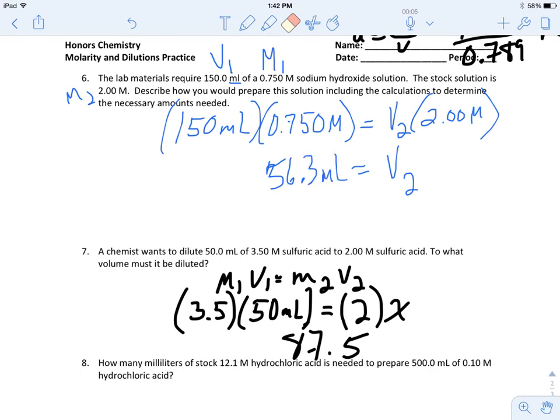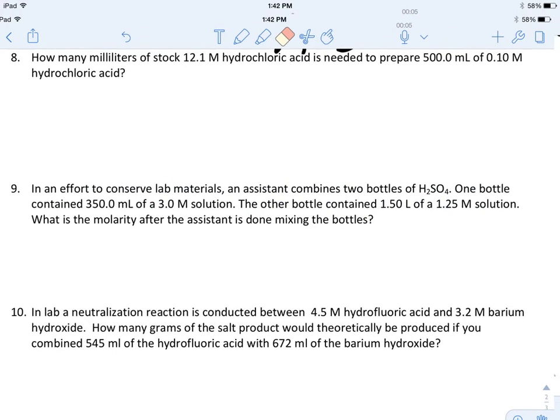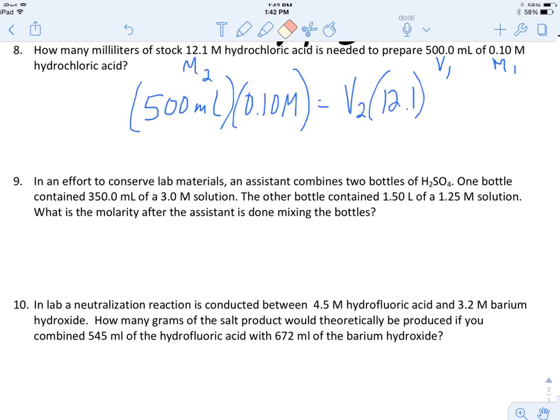And then we'll look at problem number 8. 8 is also M1, V1, M2, V2. We can call this V1, this can be M1, and this can be M2. Plug it into your equation. And if you've solved properly, V2 is going to have a value of 4.13 milliliters.